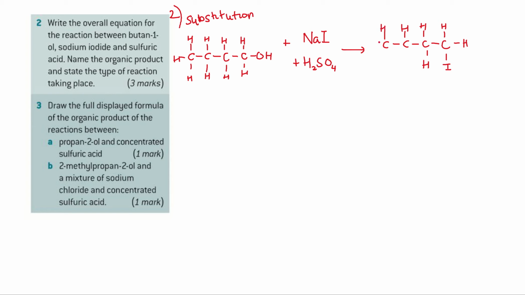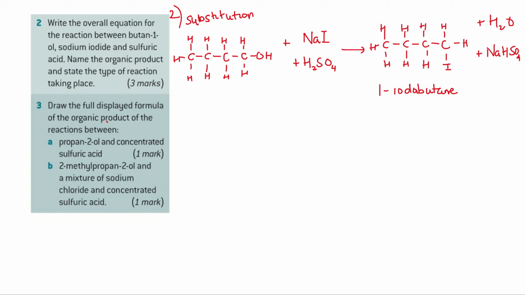And the other products, there's 2 more products as well. One of the other products is going to be H2O, and one is going to be sodium hydrogen sulfate. Name the organic product. So this one here is called, so it's a butane chain, so it's 1-iodobutane. But don't worry too much if you don't know the name of that. We haven't covered haloalkanes just yet.